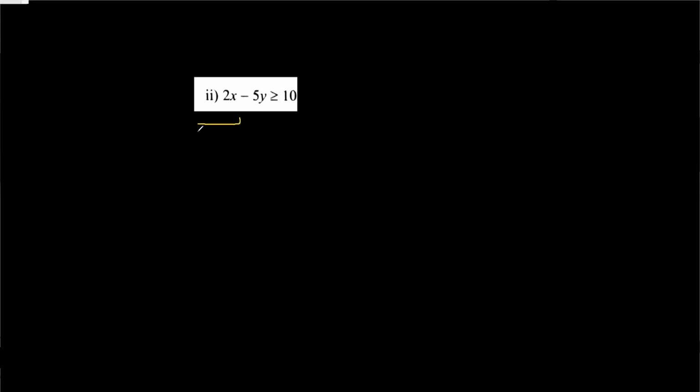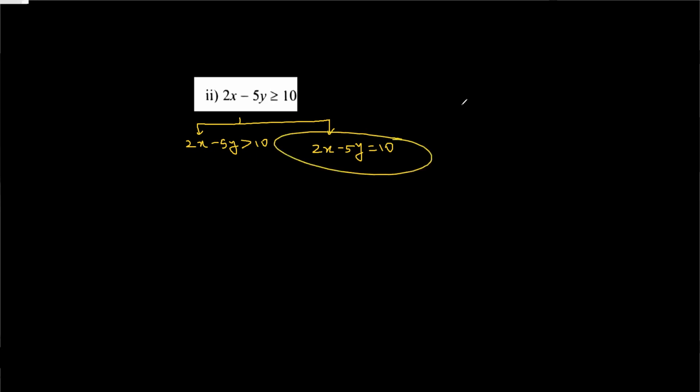So what's the inequation part? The inequation part is 2x minus 5y greater than or equal to 10. And what is the equation part? The equation part is 2x minus 5y equal to 10. Now see, students, when you have 2x minus 5y equal to 10, this is a line. Every time you have to draw the line first. Yes. First you draw the line, then only the line will decide this half.